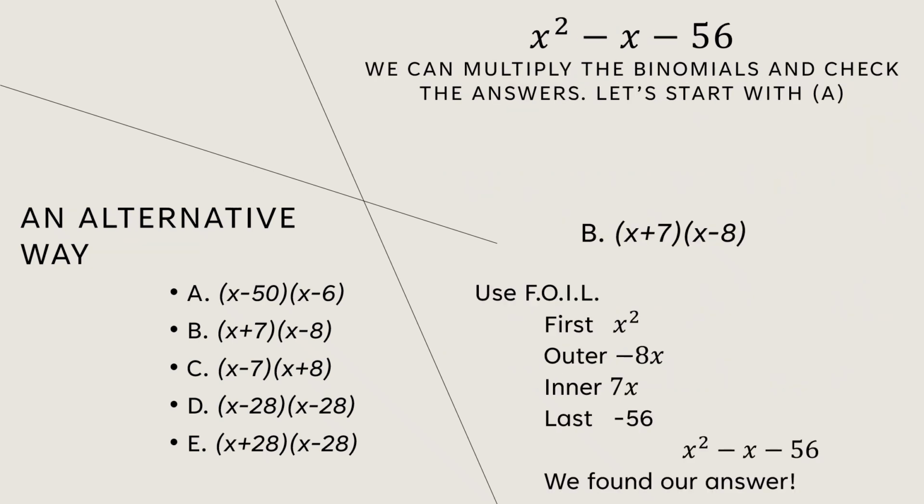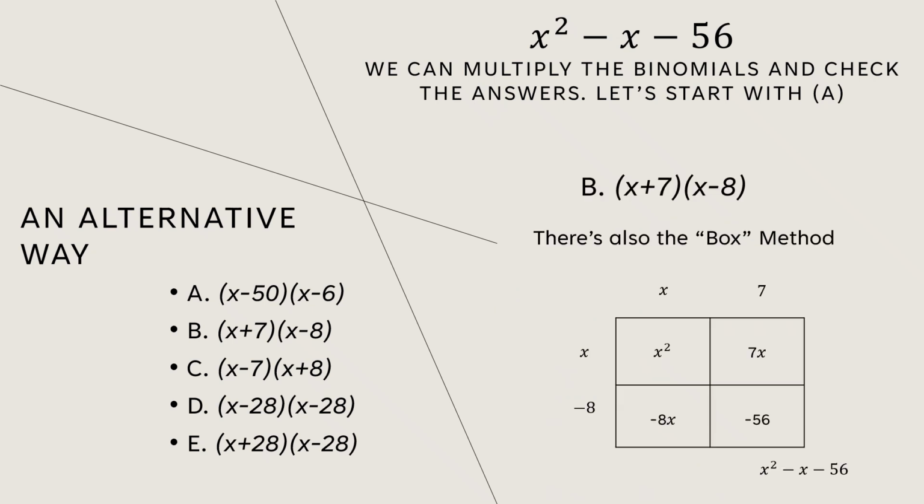So let's look at B using FOIL. You have the first terms, x times x is x squared. The outer terms, x times -8 is -8x. The inner terms, 7 times x is 7x, and the last terms, 7 times -8 is -56. And here we add those together. We do find that we found our answer, x squared minus x minus 56. So that is correct. And then again, you could have done that using the box method if you prefer. Some find this visually easier to understand, and either way is acceptable, but you come up with the same answer.